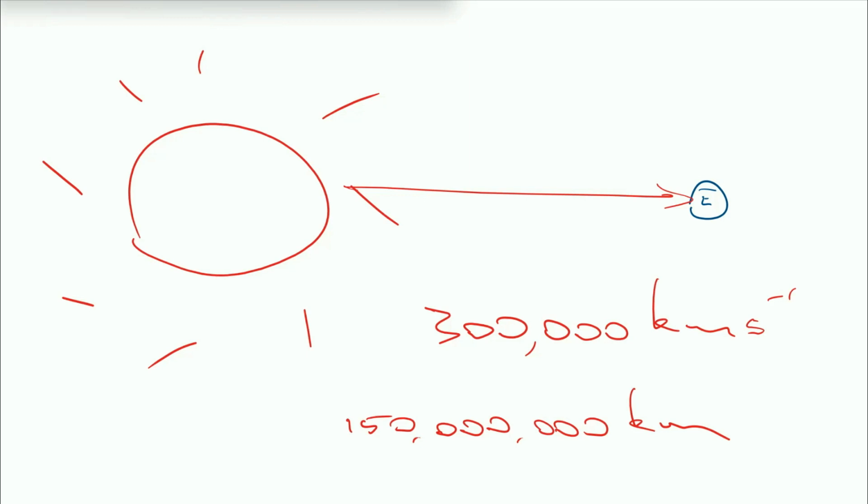Now, when you do the calculation on this one, how long does it take light to leave the sun's surface and get to the Earth? Well, we do the quick calculation. Let's do this right now. 1, 2, 3, 4, 5. We'll cut off 5 of those. There we go. We've now got 1500 divided by 3, and we come out at 500 seconds. Okay, so it takes light 500 seconds to reach the Earth from the sun.